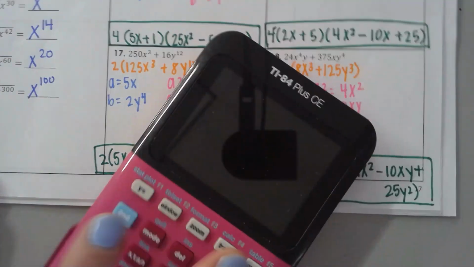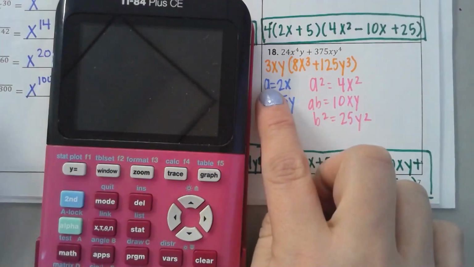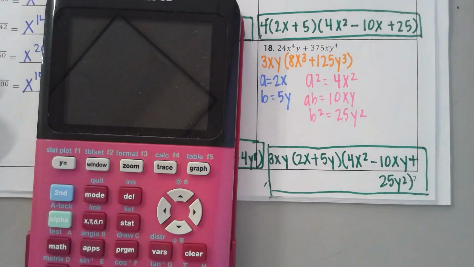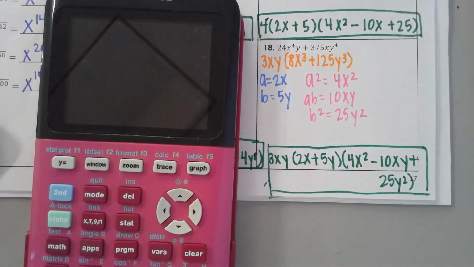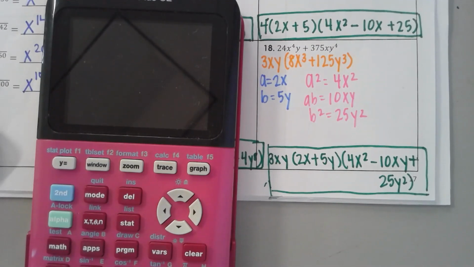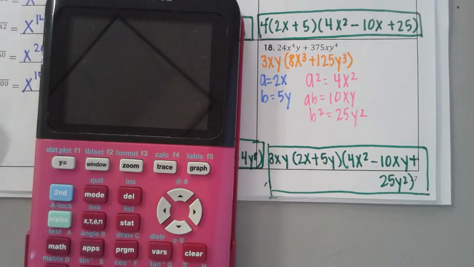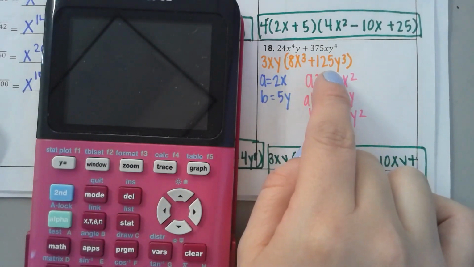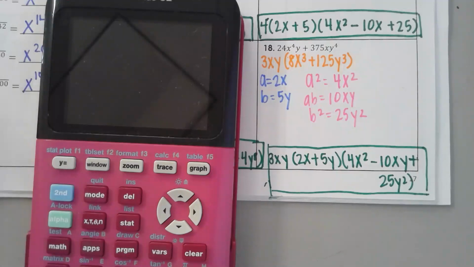Let's look at 18. This one had a GCF of 3xy. So you could divide both of those by 3, but they also both had at least one x and they both had at least one y. If you didn't take out any variables, you would not have exponents divisible by 3. And once again, when you took that out, you were left with 8x cubed plus 125 y cubed.